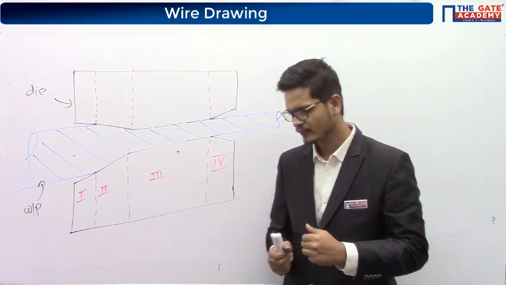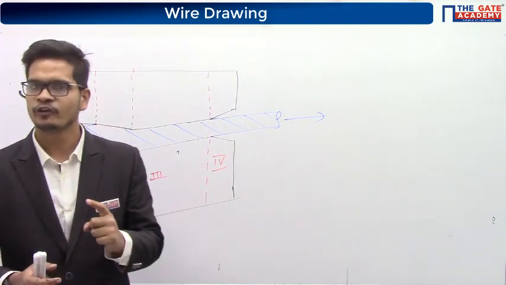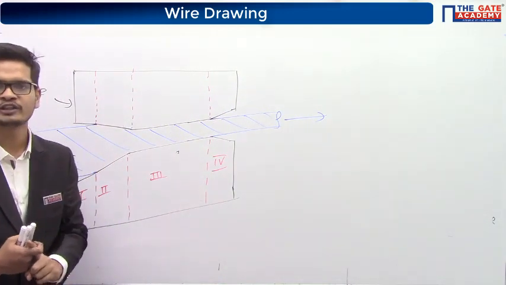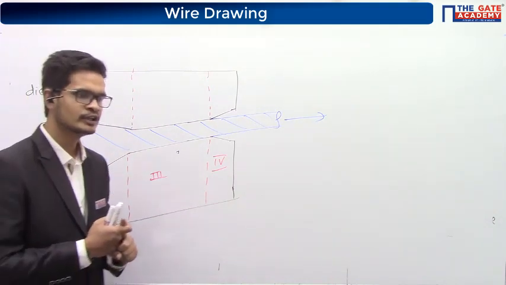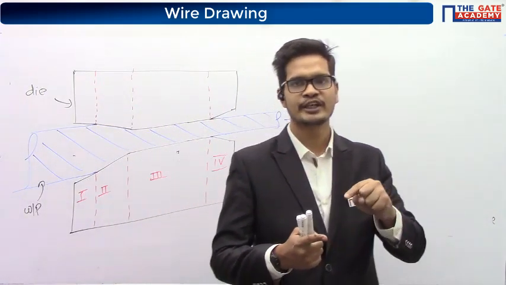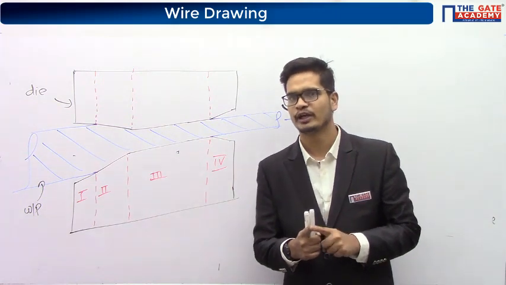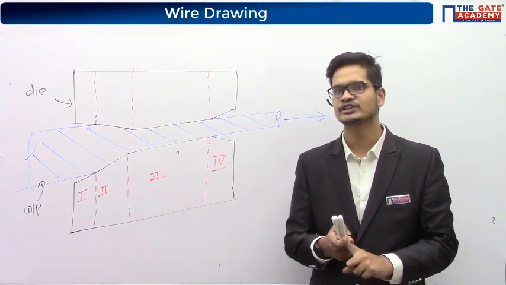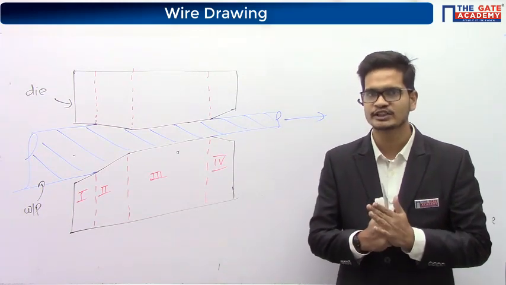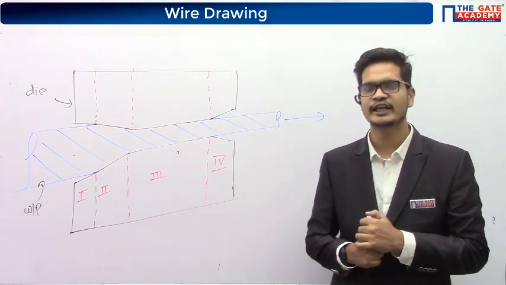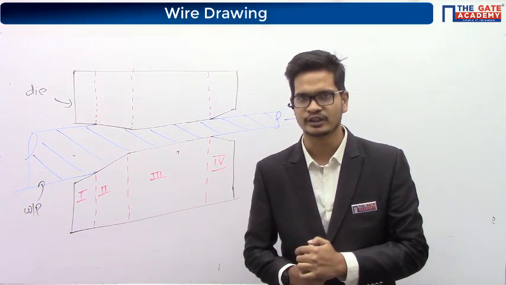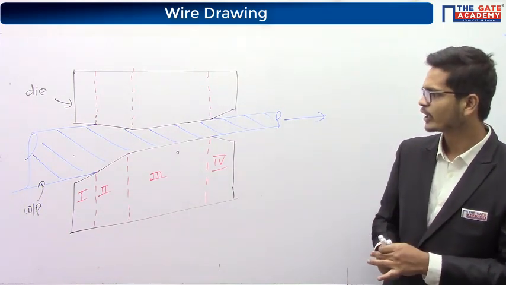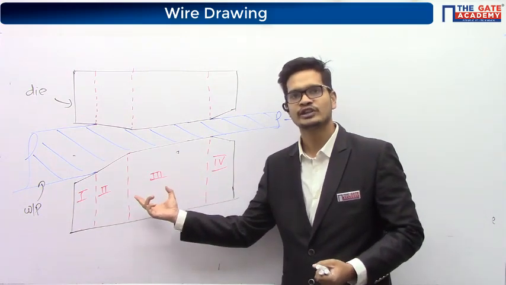Now, if you want that elastic deformation not to recover, you will maintain the stress for some time. When you maintain the stress for some time, whatever elastic deformation was present will get converted into plastic deformation. That is the purpose of zone 3.